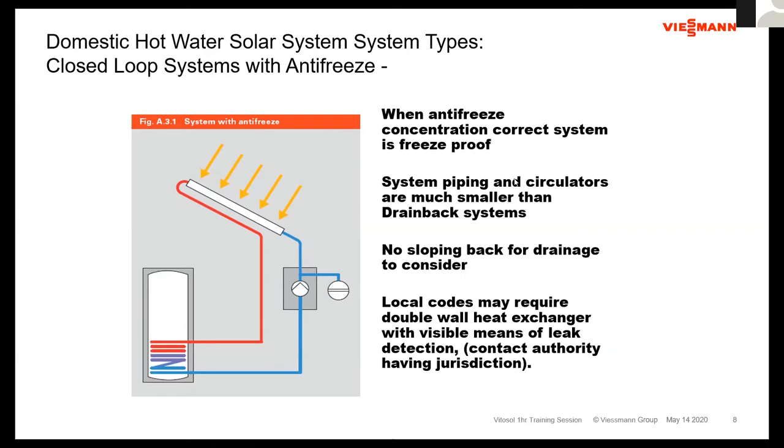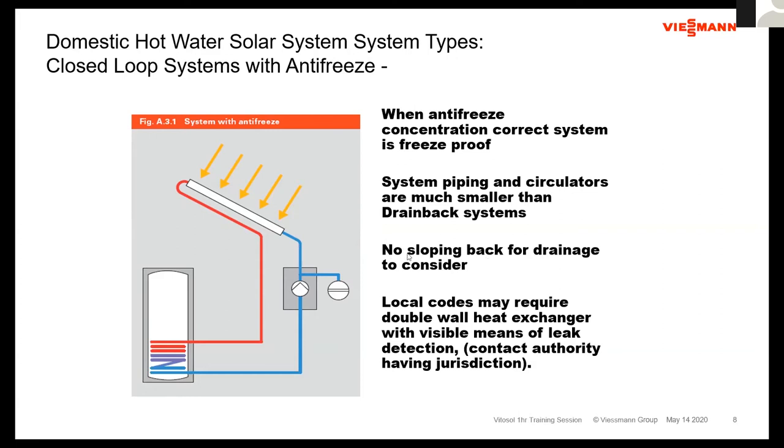The system piping and circulators are going to be much smaller because we don't have to worry about that drain back issue. Of course, the pump here is working on a closed loop system, so what we're looking for is the resistance in the piping and sizing the pump accordingly. Very small flow rates in our systems, typically about 0.2 to 0.4 gallons per collector is the range we're looking at. So very low flow rates. That means the pipe sizing can be quite a bit smaller.